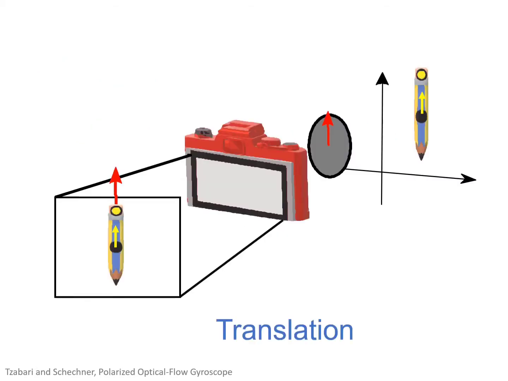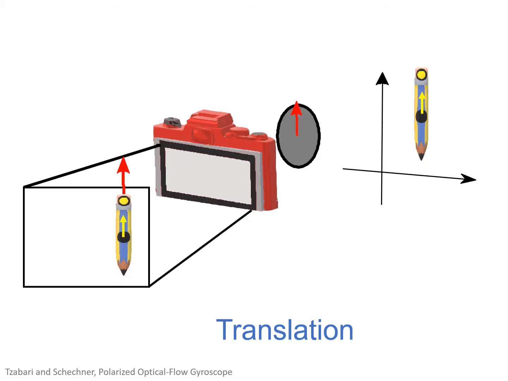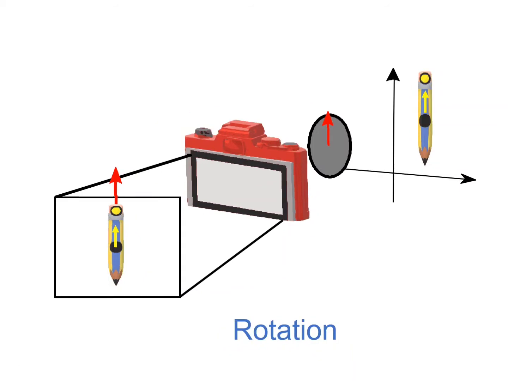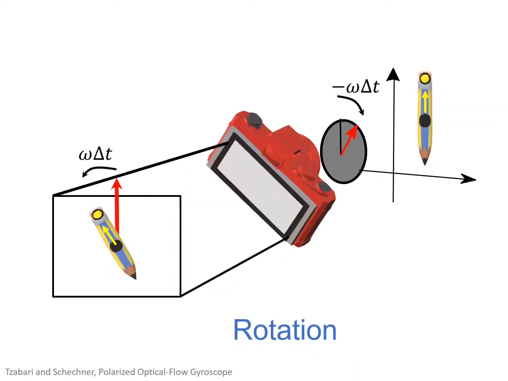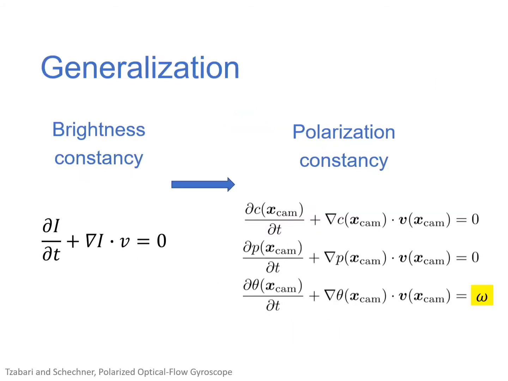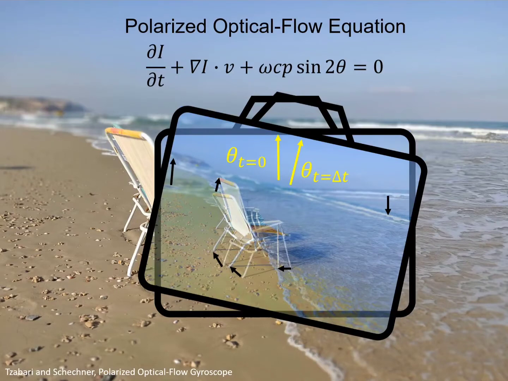Let's say this camera is rigidly attached to a polarizer. Let's simulate translational movement relative to this pencil, which has an angle of polarization marked by a yellow arrow. The relative angle of polarization of the object does not change by translation, only the position of the object in the frame. There's constancy. However, in rotation, the relative angle changes opposite to the rotation. We use this to generalize the brightness constancy and yield a polarized optical flow equation.